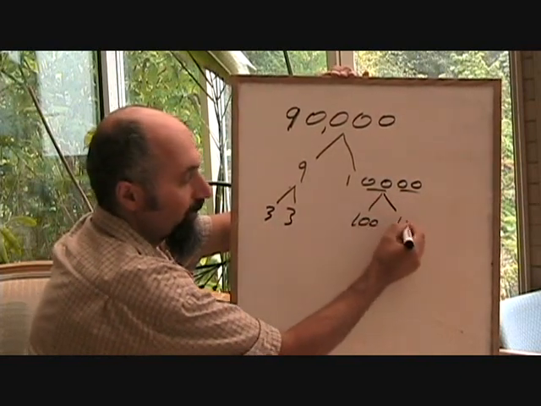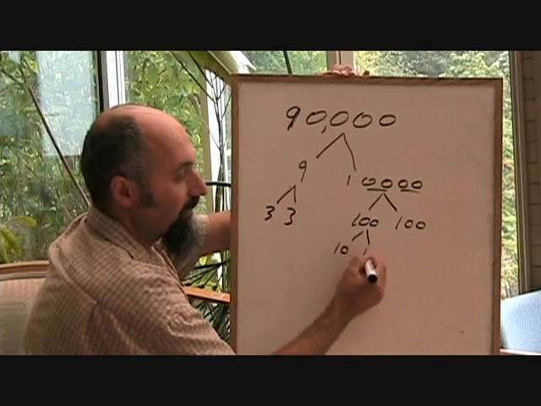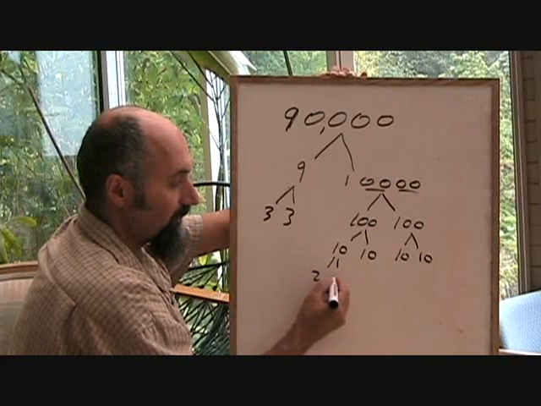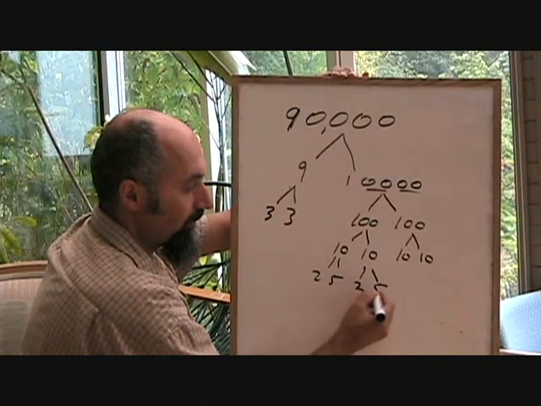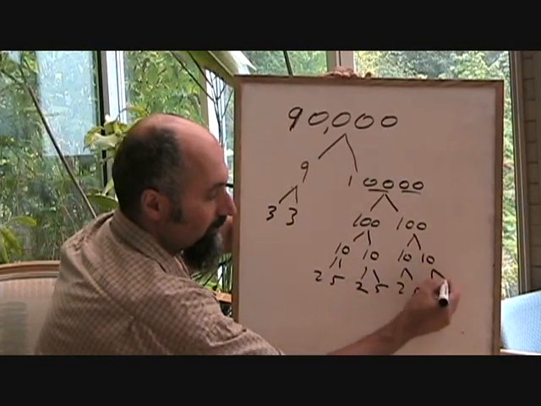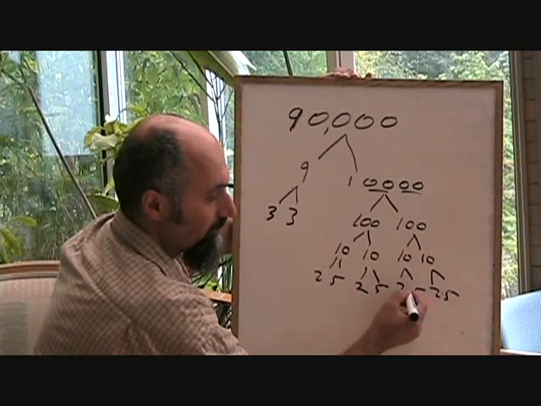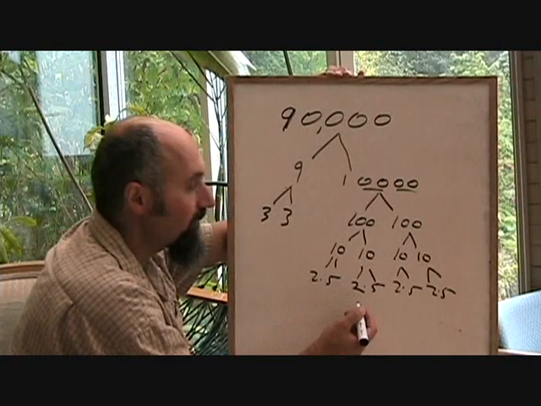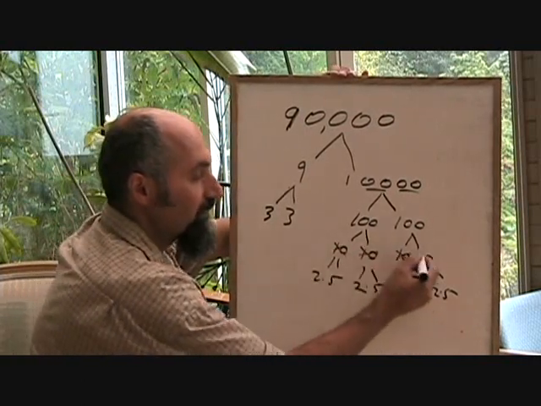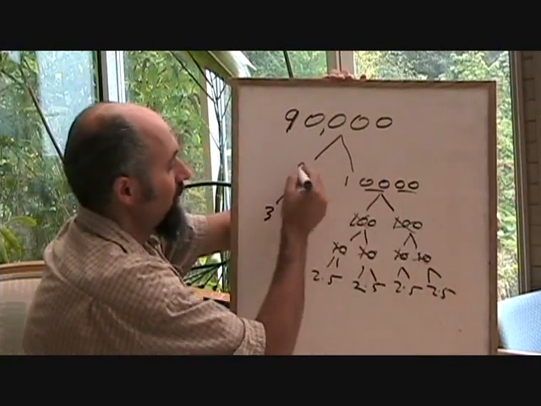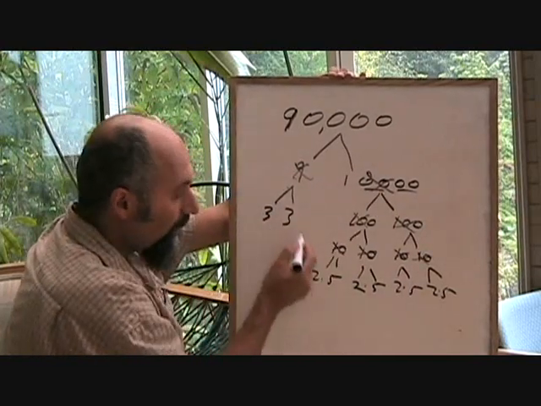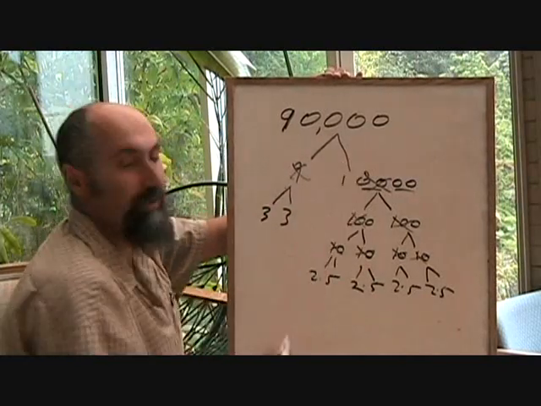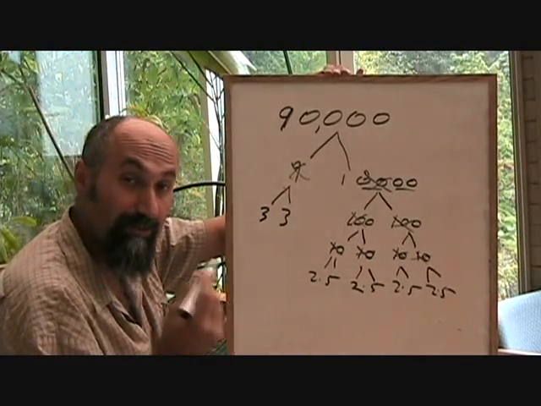And 100 breaks down into 10 times 10, 10 times 10. Okay? And 10 breaks down into 2 times 5, 2 times 5, 2 times 5, 2 times 5. Okay? Keep in mind, these aren't 25s, it's 2 times 5. So all the numbers above this, you can kill. And you take all the end branches to figure out what 90,000 is as prime, as expressed as a prime number.